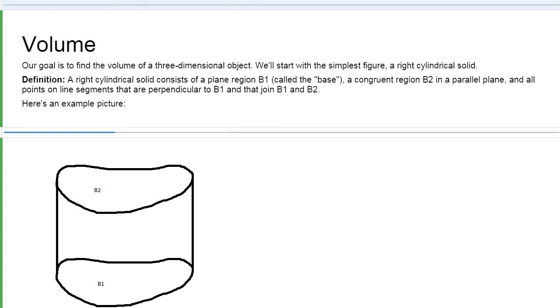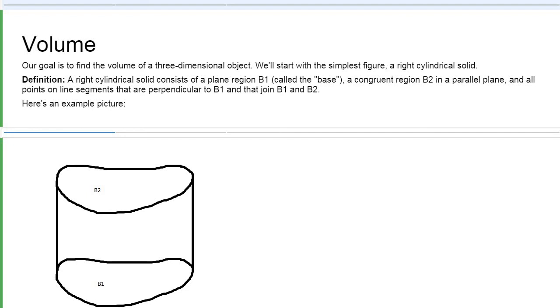In this video, we're going to talk about volume of a solid. This is the first of three parts dealing with volume. In this first video, we'll talk about general solids, and in the second and third part, we'll talk about two different ways to deal with solids of revolution.